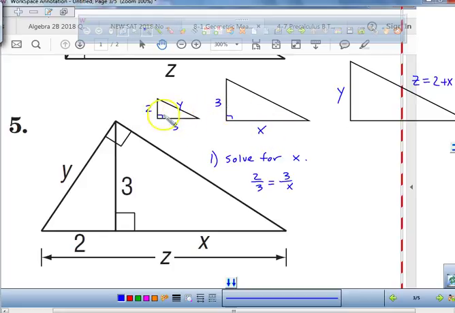If you put your triangles side by side, it's so easy to set up the proportions. So when we cross multiply, you get 2 times X equals 3 times 3, which is 9. And what is X equal to? 4.5. Bam, you're done with X. That's awesome. Because if you're done with X, which is 4.5, check this out. You just found Z. Because what is Z equal to? 2 plus X. So automatically, what's Z equal to? 6.5. There you go. So that's a good start.